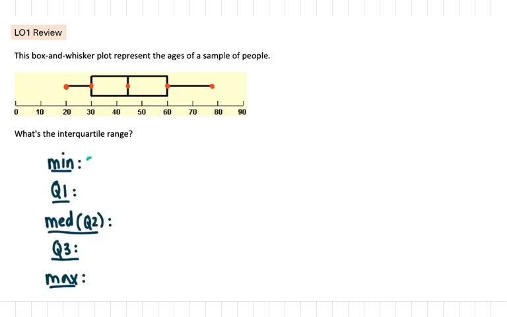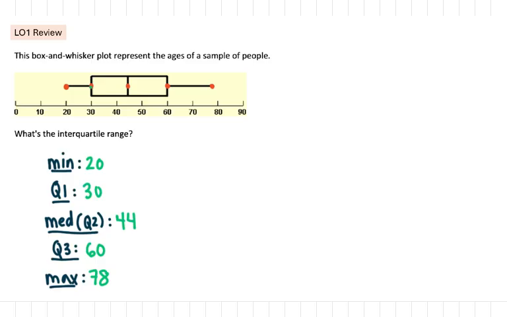I can see the minimum is 20, the Q1, so this first dot is 30. Looks to me like the median is about 44, doesn't look quite in the middle between 40 and 50. Q3 looks like 60, and the maximum looks to me about approximately 78.